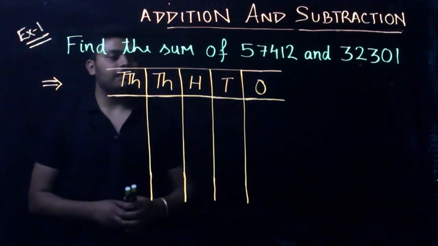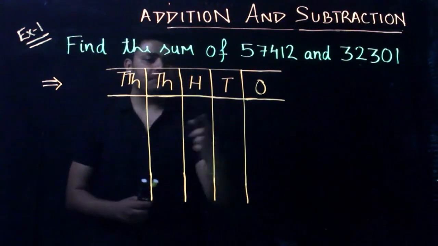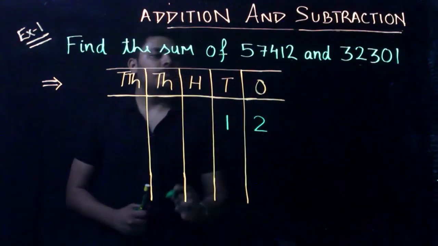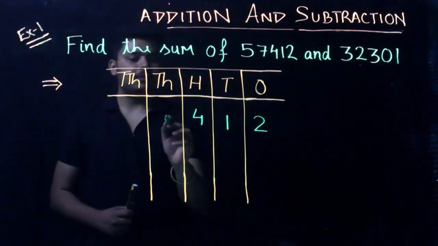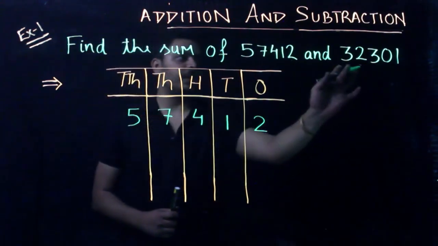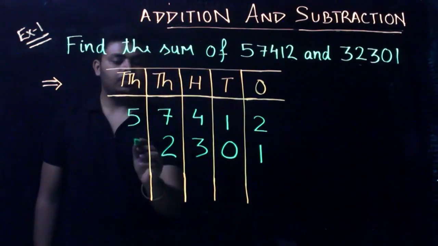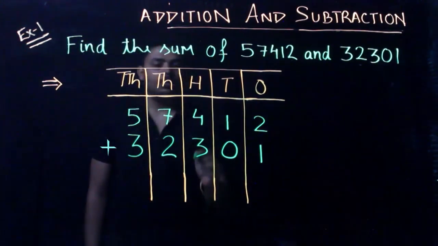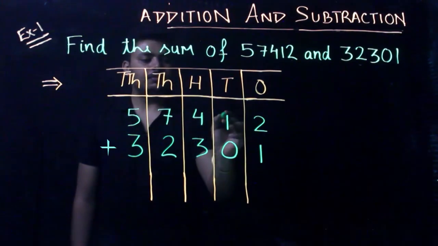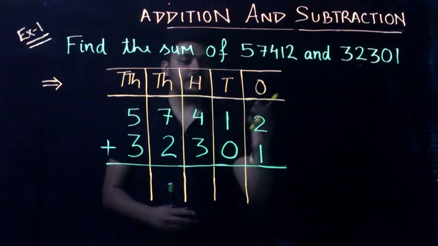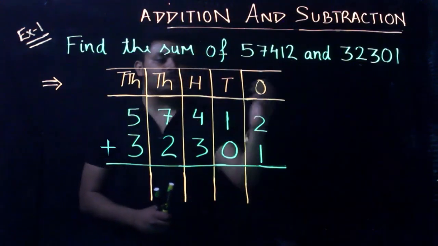So writing them according to the place in the given column place value chart. So our first number's digits are 2, 1, 4, 7 and 5. Now similarly the second number, 1, 0, 3, 2 and 3. Now we need to find the sum of these two numbers. So adding the two digits in the same place value column starting from the ones.